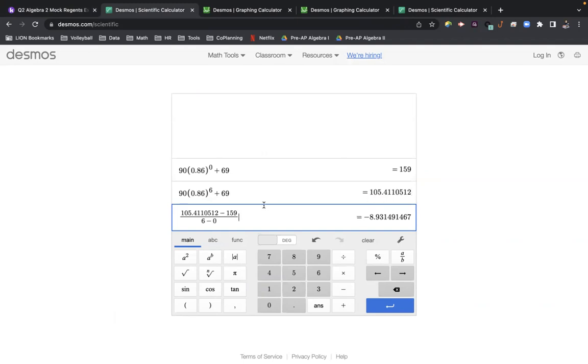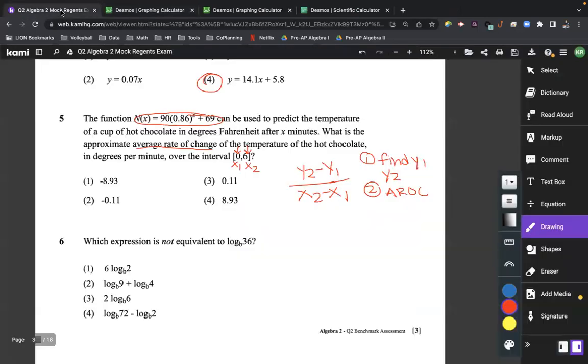It's a decimal. But then I went ahead and did, so remember, this is my x1 that I plugged in right here, and this is my y1. This is my x2, so then I got my y2. Remember that the formula is y2 minus y1, so that's why I have 105 point whatever. I literally just copy and pasted it here, minus this over 6 minus 0, and you should get negative 8.93, blah, blah, blah. Okay, so going back to this, your answer here should have been 1.